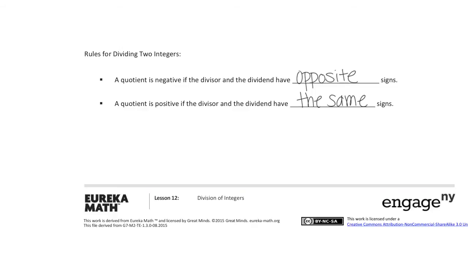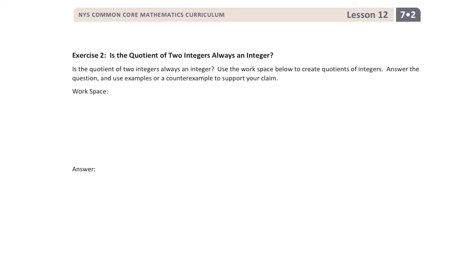Let's move on to the next page. Exercise 2. Is the quotient of two integers always an integer? Use the workspace below to create quotients of integers. Answer the question and use examples of a counterexample to support your claim.